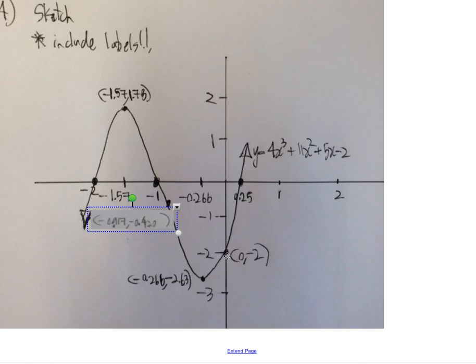We have our y-intercept at 0, -2. We have our 3 x-intercepts, and we label the original function. We probably should label the axes x and y as well.